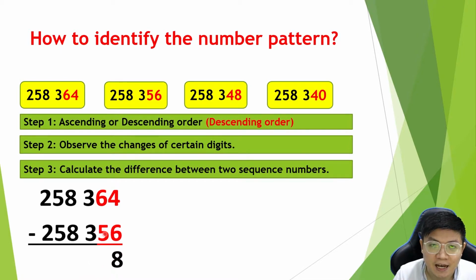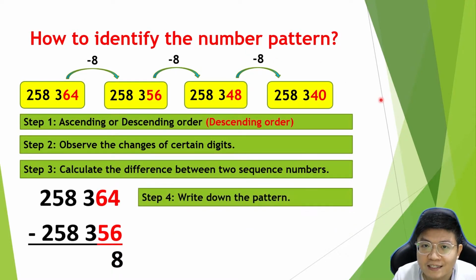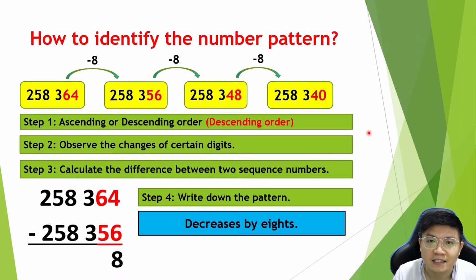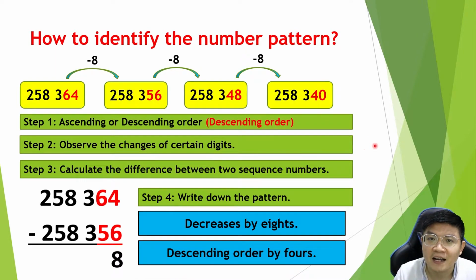Right, 8. And this pattern, this order is actually descending order. It means it's actually minus 8 or subtract 8 from the number below. Right, minus 8, minus 8, minus 8, and so on. But how do you write the pattern? The pattern is actually, you write as decrease by 8 or descending order by 8 in this case.